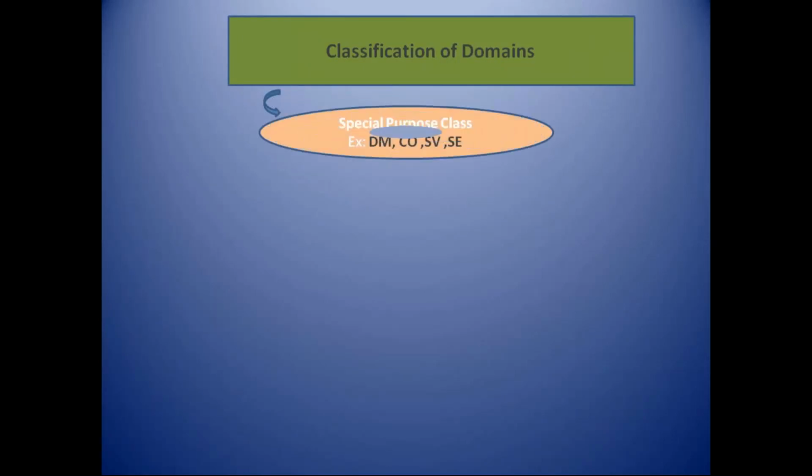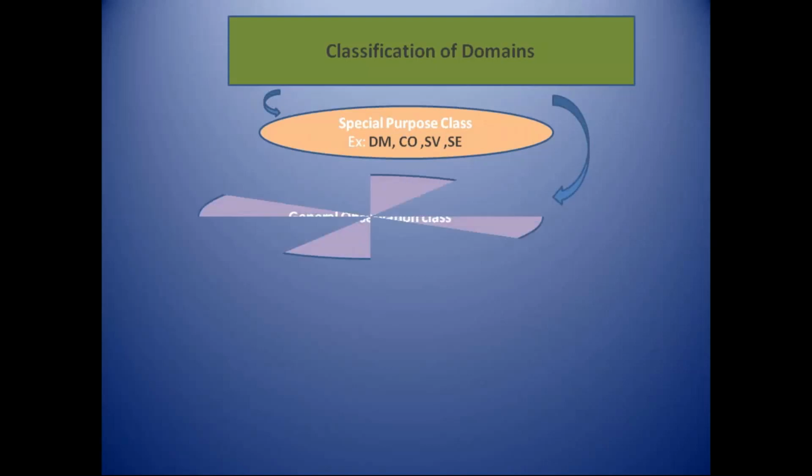Now, classification of domains. So we just learn what is a domain. Each domain is represented with a data set. These domains have been classified into four types. One is the special purpose, and the second one is the general observation class.